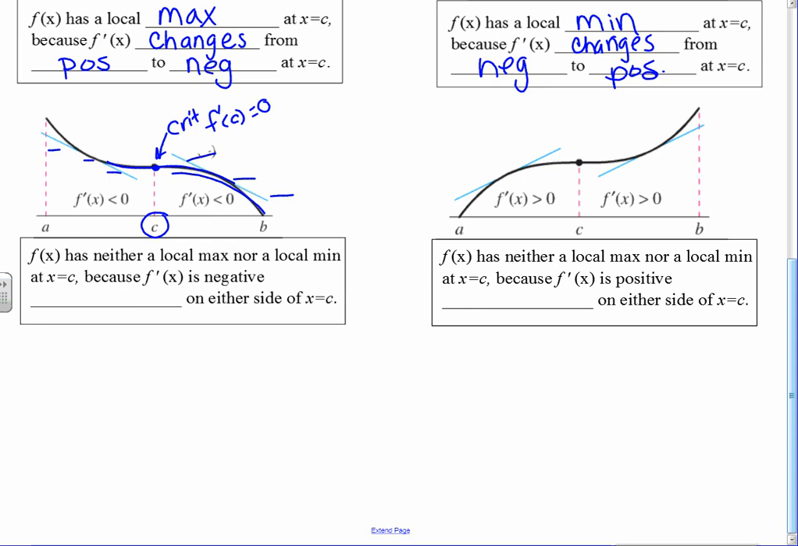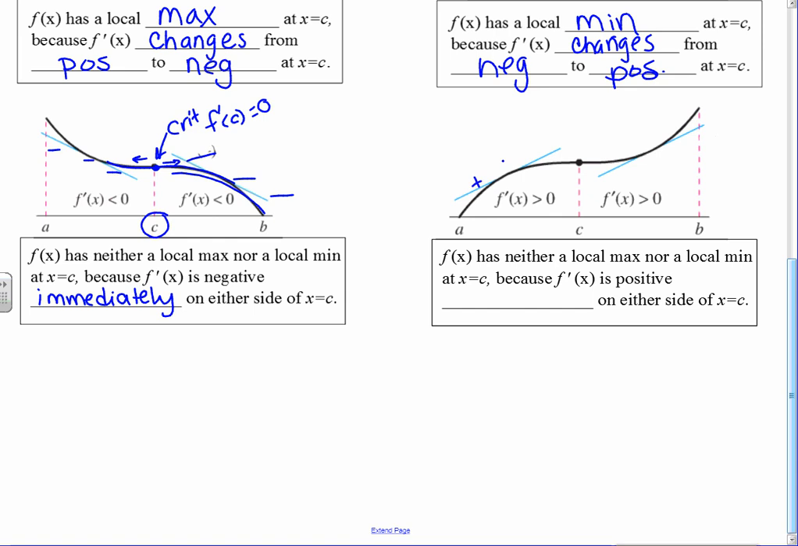However, I have neither a local min or a max, and that is because f prime of x is negative immediately on either side of c. So when I look to the left of my x equals c, I see negative slopes. On the right side, I have negative slopes. So I have neither a local max or a local min.